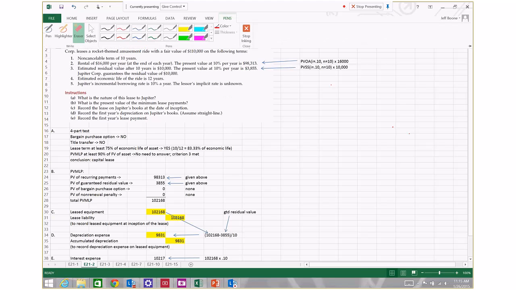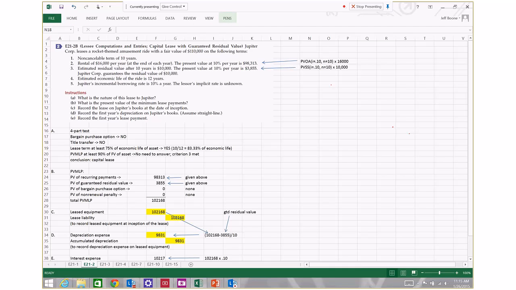So the next thing we're asked to do here is to record the lease on Jupiter's books at the date of the inception of the lease. Well, simple journal entry: debit leased equipment, credit lease liability. And the amount that we're going to book this leased equipment for is equal to the present value of the minimum lease payments, which, as we determined right here, is 102,168.